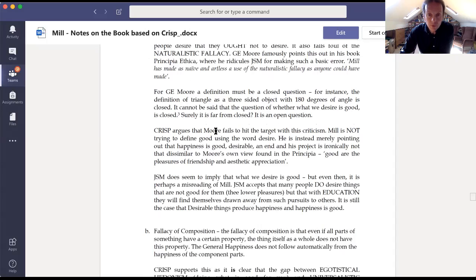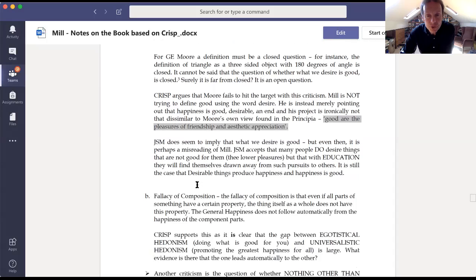So Crisp argues that Moore fails to hit the target, however, with this criticism. Mill is not trying to define good using the word desire. He's instead pointing out that happiness is good, desirable, an end, and his project is ironically not that dissimilar to Moore's. Good are the pleasures of friendship and aesthetic appreciation. John Stuart Mill does seem to imply that what we desire is good, but even then it's perhaps misreading Mill. He accepts that many people do desire things that are not good for them, the lower pleasures, but that with education they find themselves drawn away from such pursuits to others.